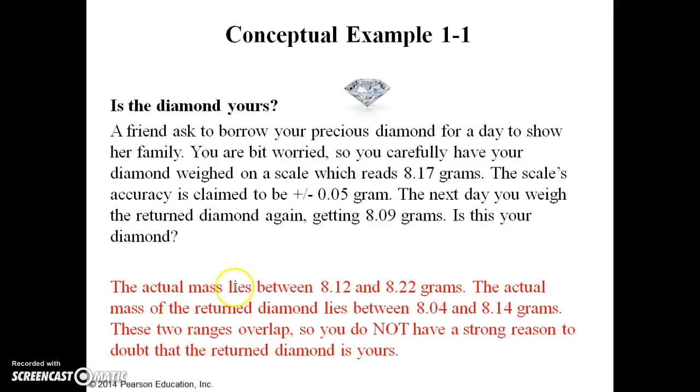The actual mass lies between 8.12 and 8.22 grams. The actual mass of the returned diamond lies between 8.04 and 8.14 grams. So since these two ranges overlap, you do not have a strong reason to doubt that the returned diamond is yours.